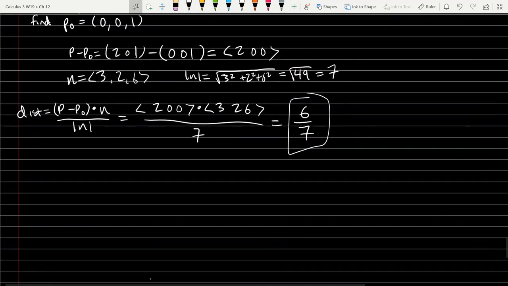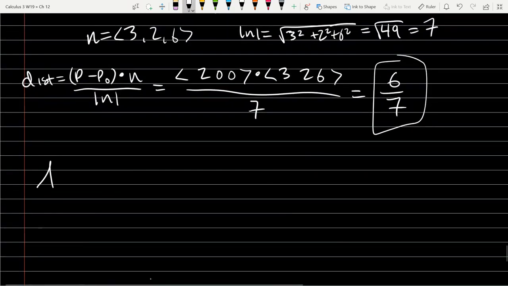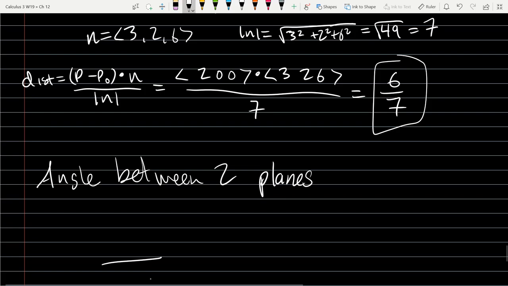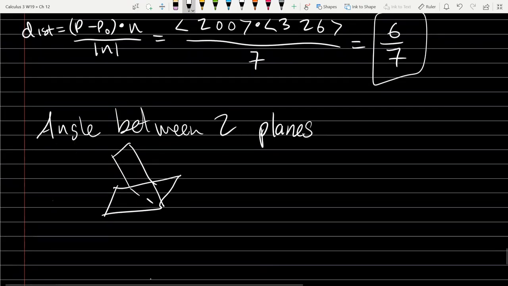Alright, the last thing we're going to look at is angle between two planes. So I'll just draw two planes not parallel. This is the ugliest intersection I've ever drawn. Alright. We have two normals on these planes. All we want to do is get the angle between the two normals. So one normal will be sticking up like that. The other normal over here, I want to get the angle between the two normals.